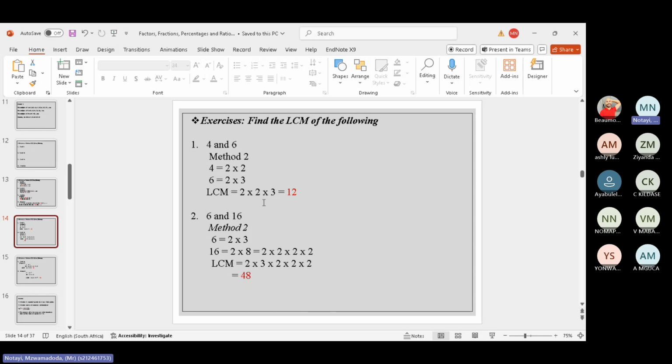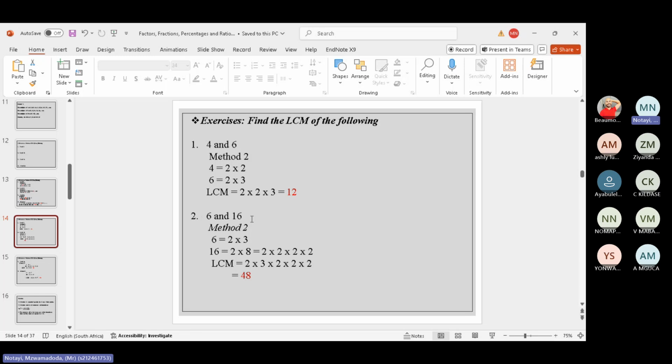And then going to the second number, you see that 2 has already been written. Then we take only 3 and then multiply by 3. So 2 times 2 multiplied by 3 to get 12, which is the same answer as we got using the other method.